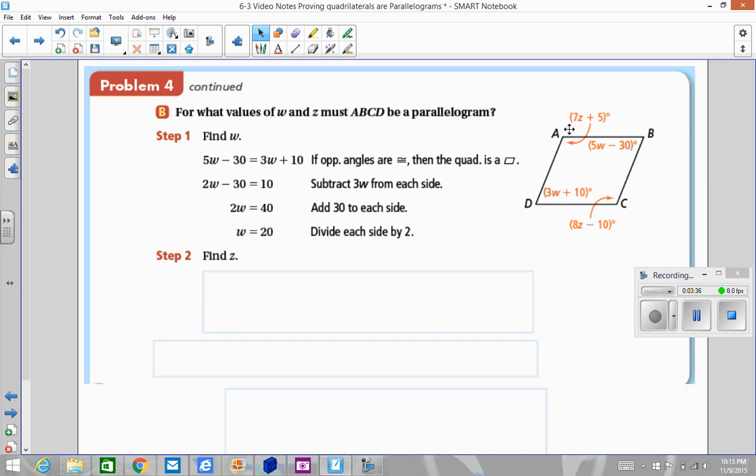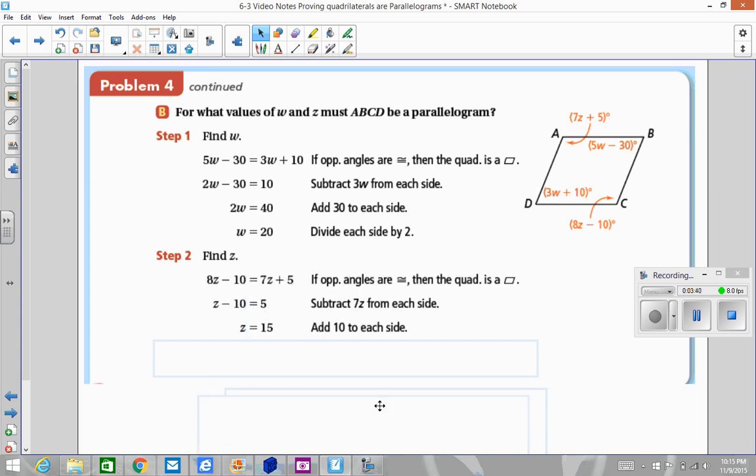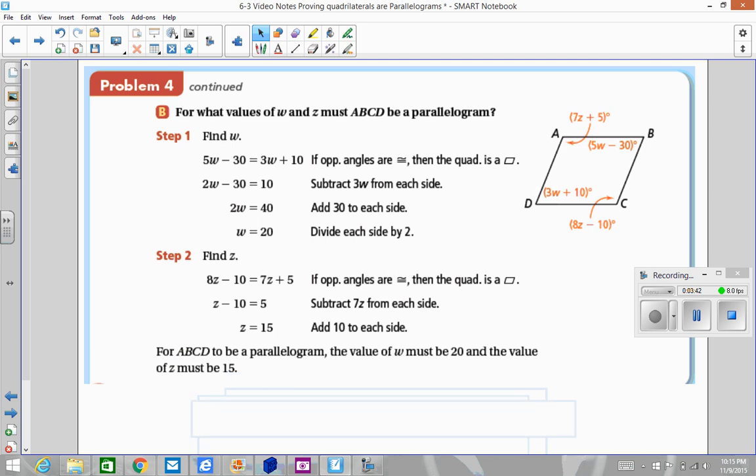To find z, I'd know that these opposite angles are congruent, and so therefore 8z minus 10 would be equal to 7z plus 5. I get z is equal to 15. So in order for this figure to be a parallelogram, w would have to be 20, and z would have to be 15.